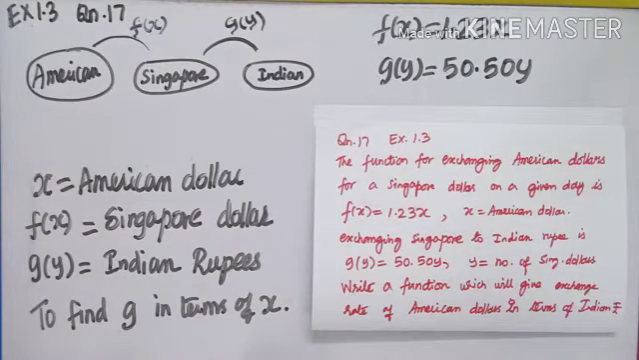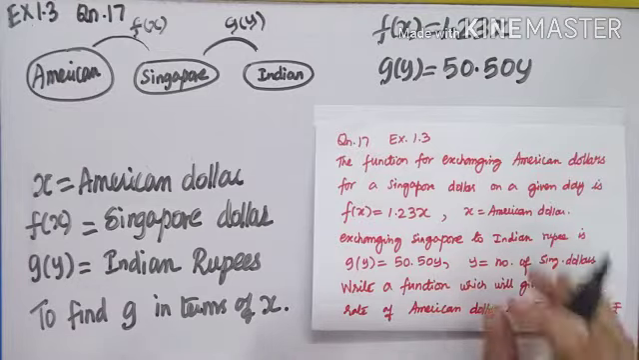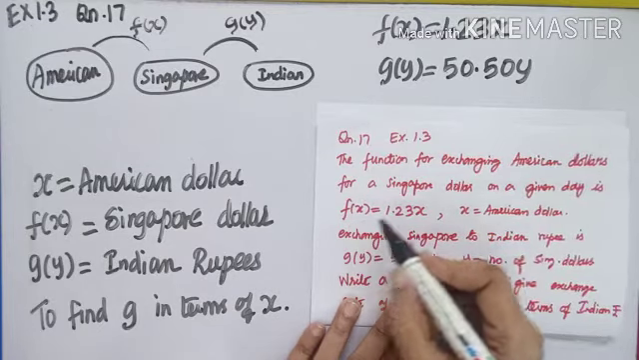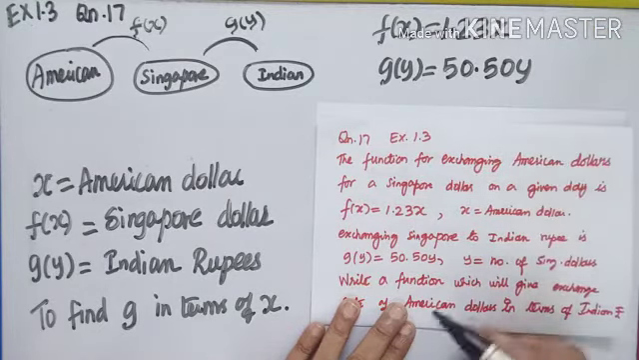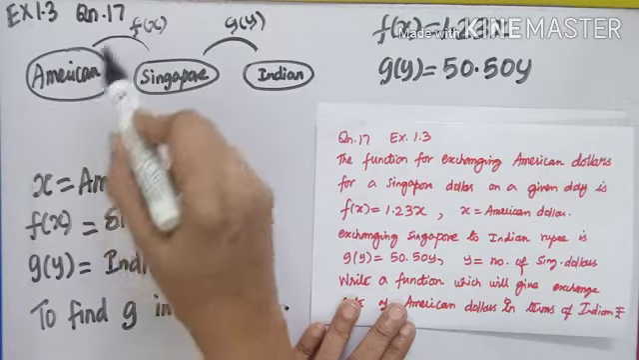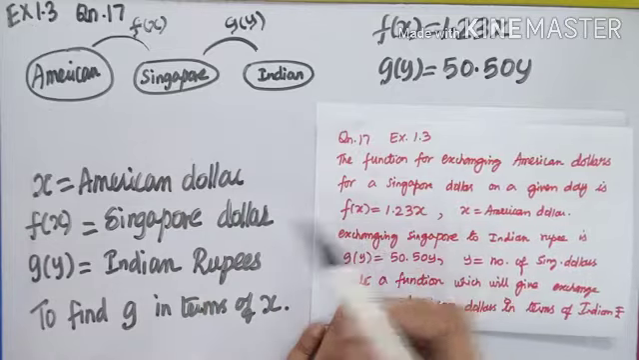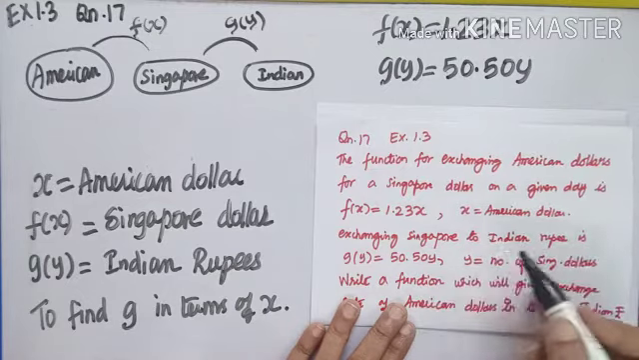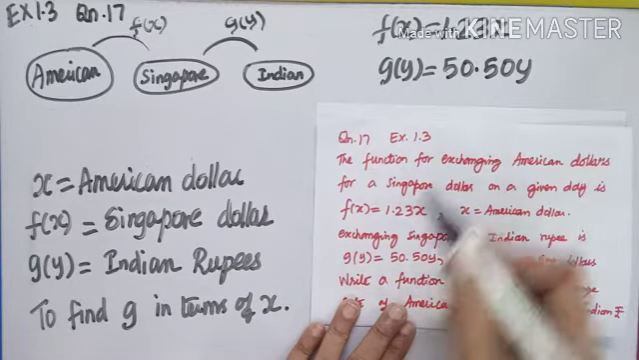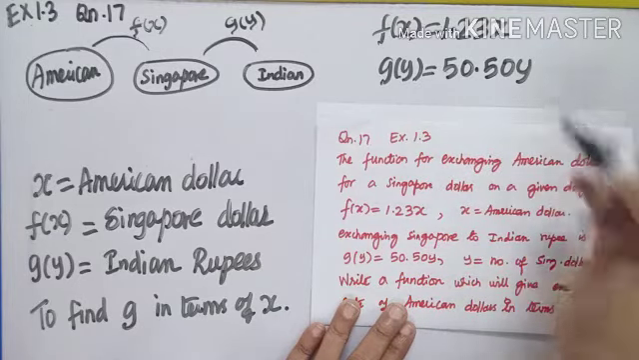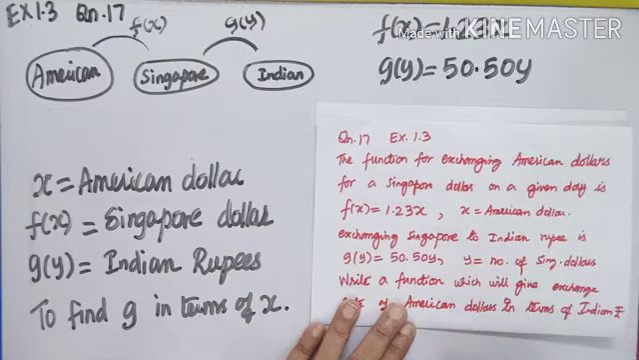Exercise 1.3, question number 17. The function for exchanging American dollars for Singapore dollars on a given day is f(x) = 1.23x, where x is the American dollar. When I convert, f(x) gives Singapore dollars. Now, Singapore dollar to Indian rupee is given as g(y) = 50.50y, where y is the number of Singapore dollars.